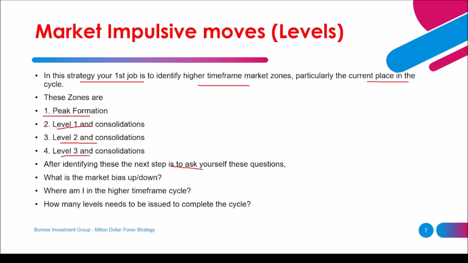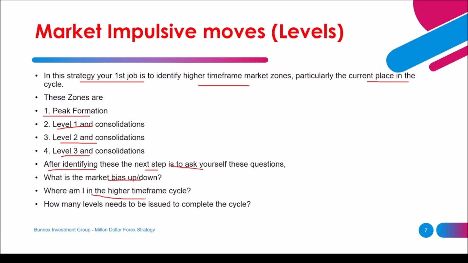So in doing these things, we now need to use our logic, right? Logic will need you to ask yourself these questions. So after identifying these, the next step is to ask yourself these questions. What is the market bias on that higher time frame that you are looking at? What is the market bias? Is it up or is it down? Where am I in the higher time frame cycle? Level 1, level 2, or are you still at the peak?